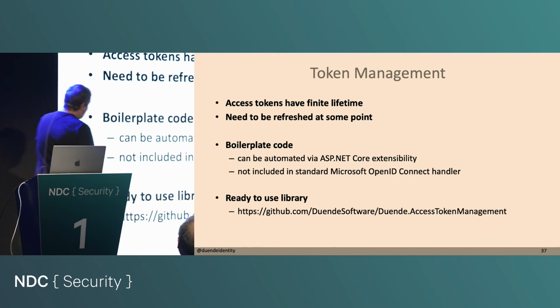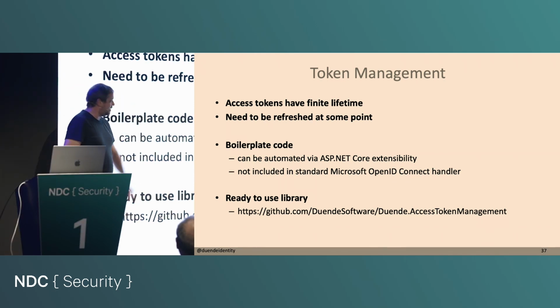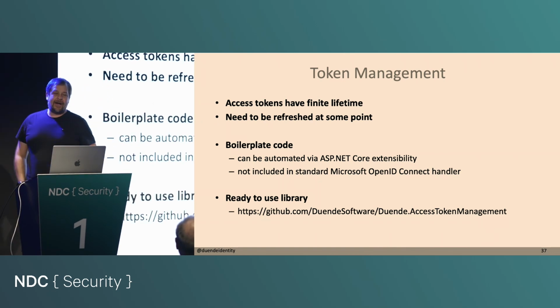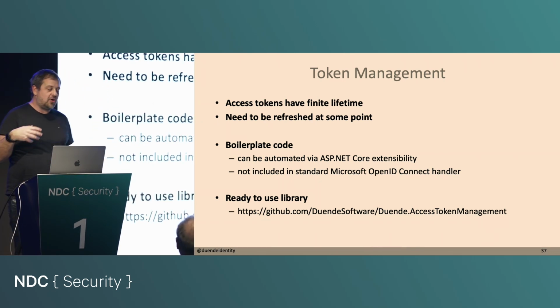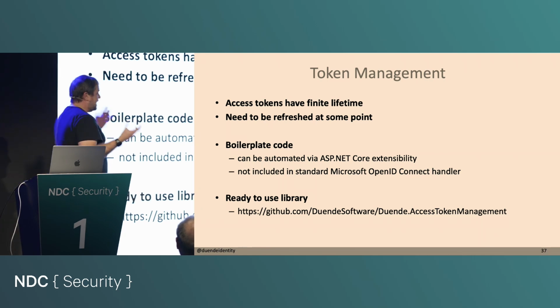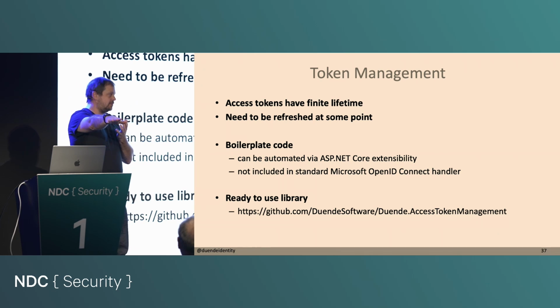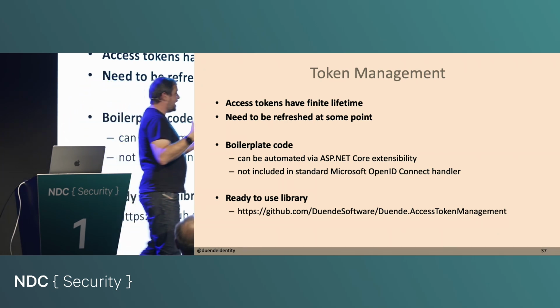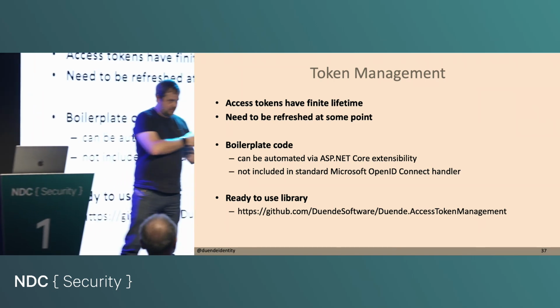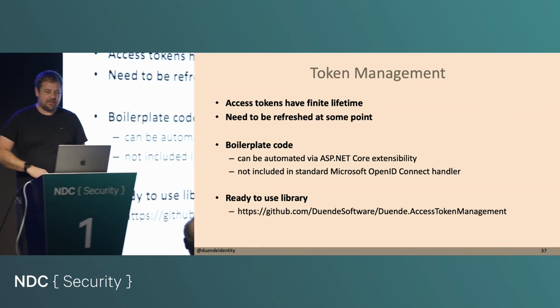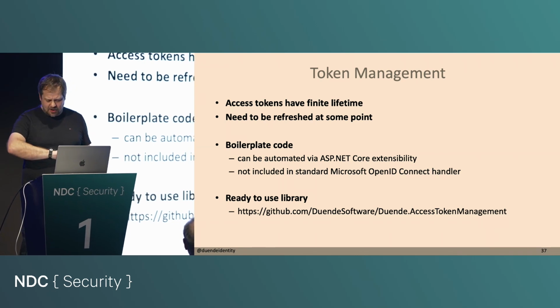So I wrote a library for that. It's here, it's free, Apache 2. You can just plug that into ASP.NET Core, and it does exactly that. It keeps track of access token lifetimes. Once the access token is about to expire, it will use the refresh token, get a new access token, and basically make sure that your application always has a valid access token to call your APIs. I can't demo that now because we're running out of time.